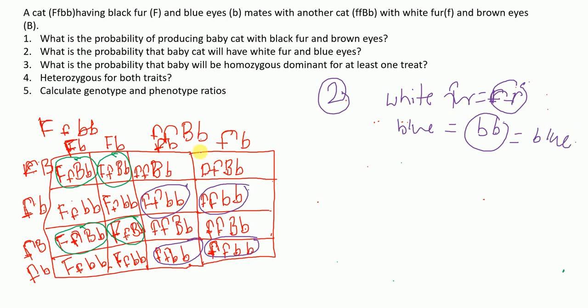So what is the probability? 1, 2, 3, 4. Do I see somewhere else? No, here one capital F. No, here one capital B. So yes, this is the probability. In 4 cases out of a total 16 chances, which is 1/4, that is 25%. So we also solved question number 2.